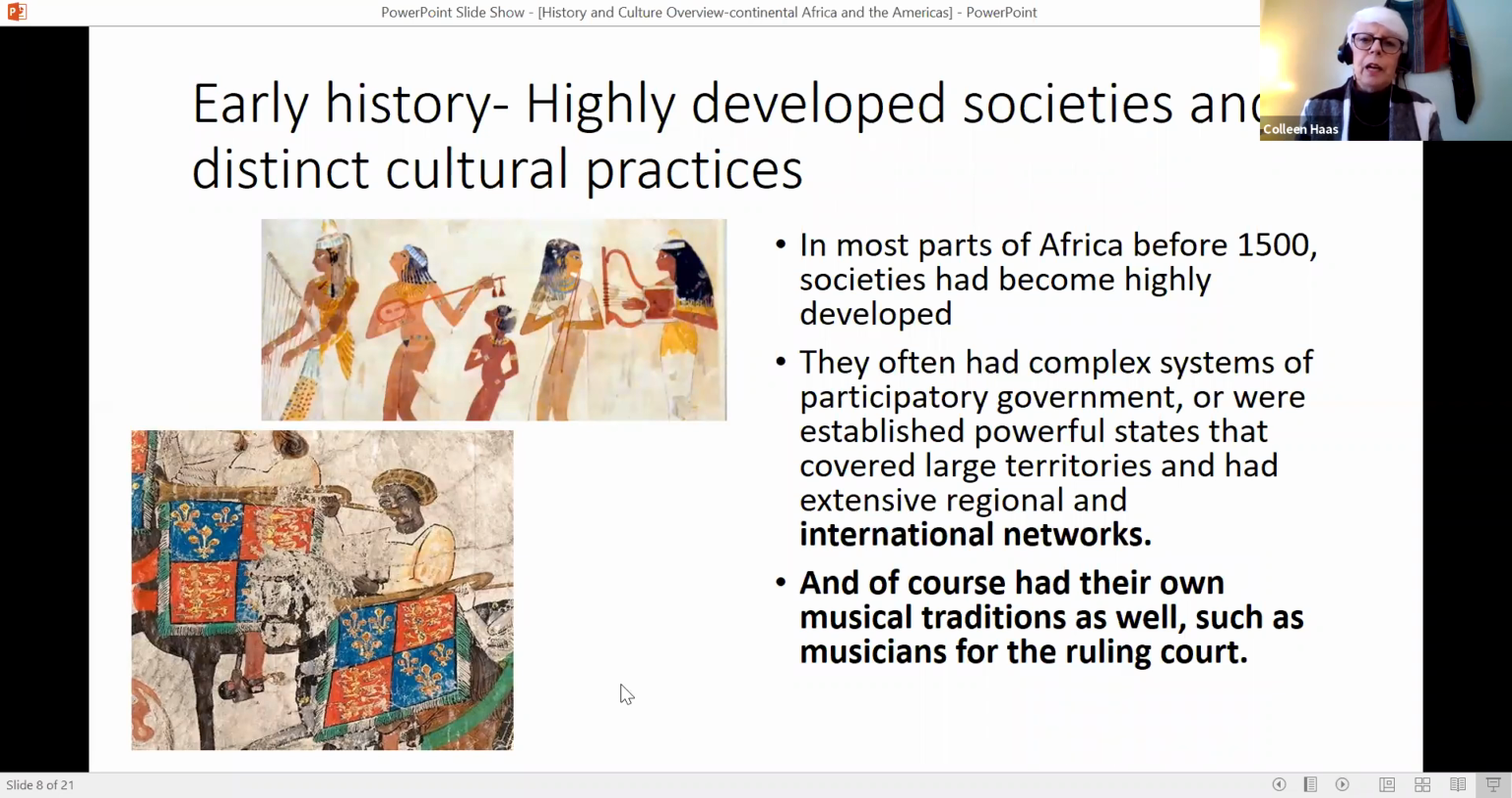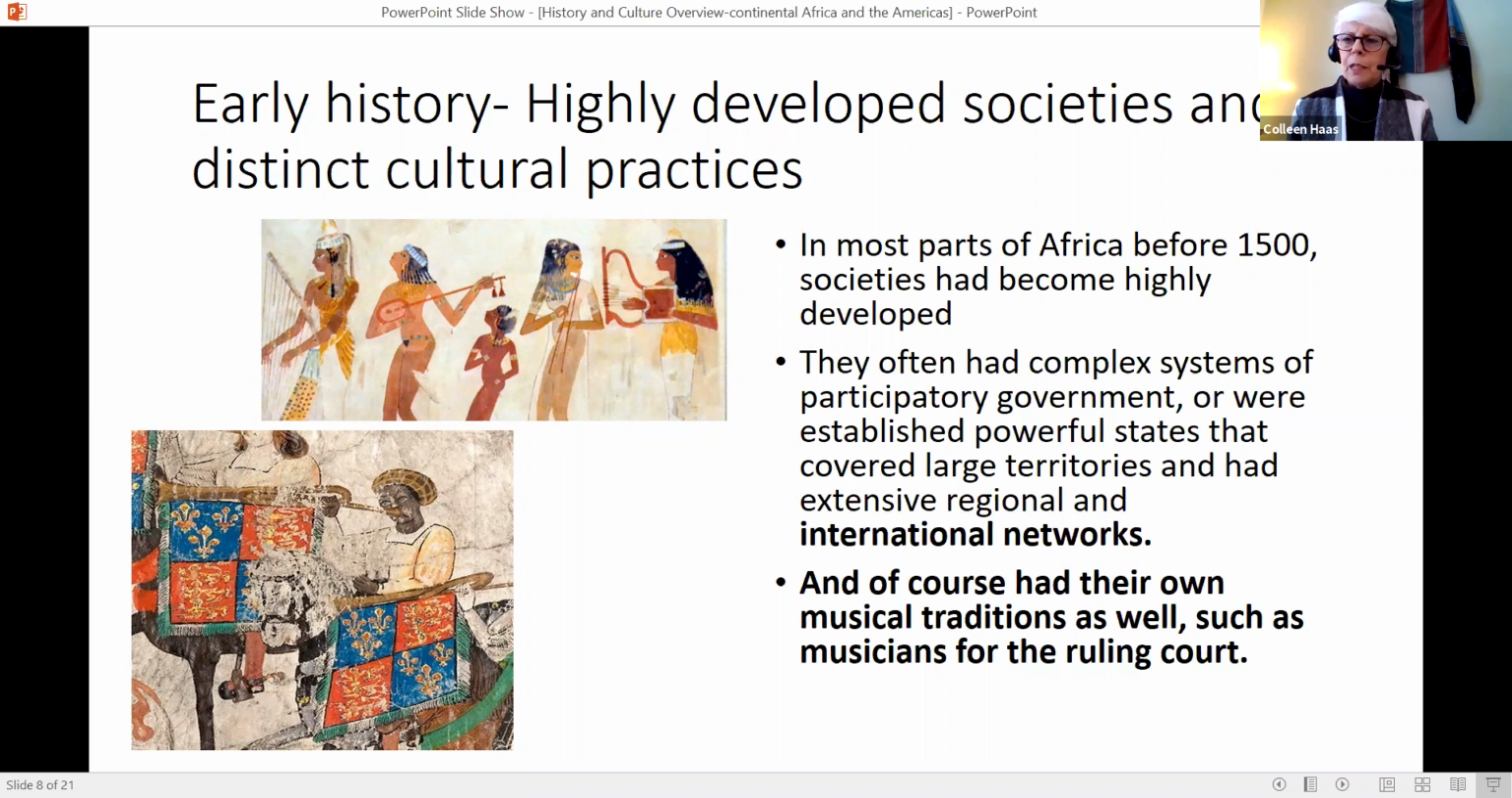From early history on, we know that Africa had highly developed societies and distinct cultural practices. And some of that we know not only through archaeology and finding fragments of instruments, but there's lots of imagery that is quite old. Images that were carved and painted onto rock, or there were tapestries that Europeans had who had traveled to Africa and had seen some of these musical traditions. So these are just some of those kinds of images that we can also use to help reconstruct the history of music in Africa.